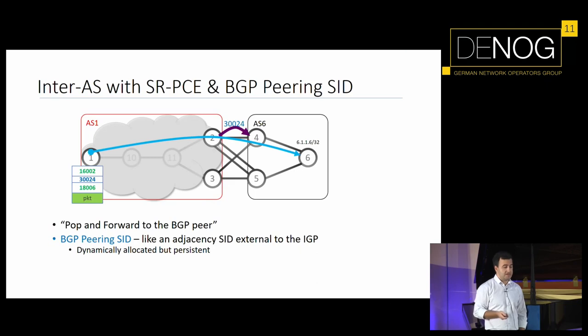You create the label stack. You say, okay, 16,002 is the prefix SID of node 2, which is my egress device on AS1. And now to reach another AS, you use the BGP peering SID of 30,024. And then once the packet reaches node 4 on AS6, it will use the next label in the stack, which is 18,006, the prefix SID of node 6.